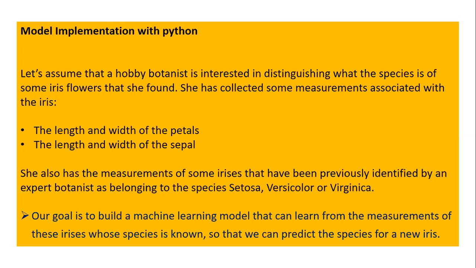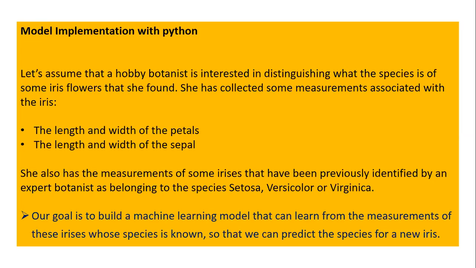So let's assume that a hobby botanist is interested in distinguishing what the species is of some iris flowers that she found. There is a type of flower, iris, and the iris flower has three different types. And that can be distinguished by the size of petal and sepal. So by looking at petal and sepal sizes, we can find out which iris flower this is.